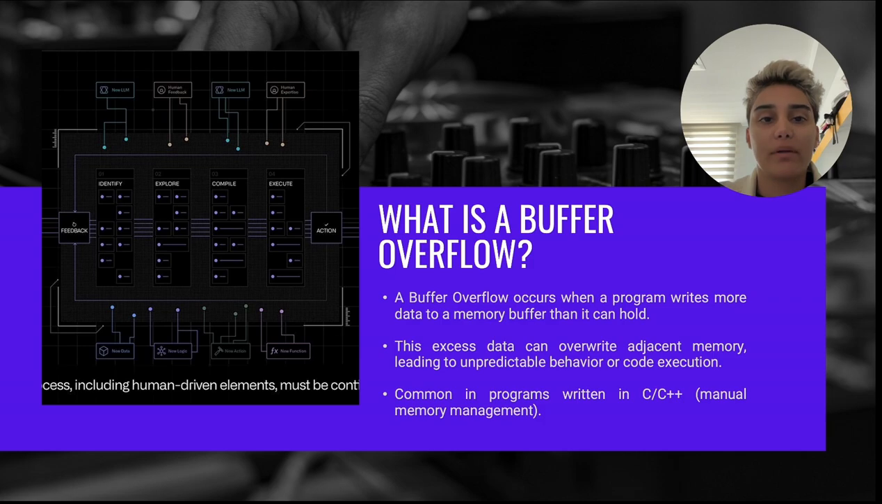A buffer overflow happens when a program tries to write more data into a memory buffer than it was meant to hold. Think of a buffer as a small container. When you pour too much, it spills over. But in computers, that spill can overwrite other parts of the memory. This can cause crashes or, more dangerously, let the attackers take control of the program. It mostly affects languages like C and C++, where memory isn't automatically managed and boundaries aren't strictly enforced.